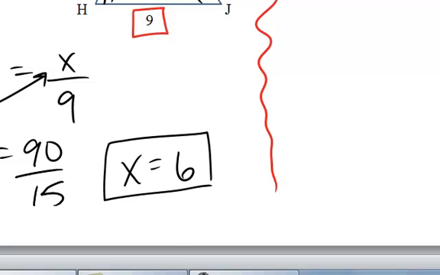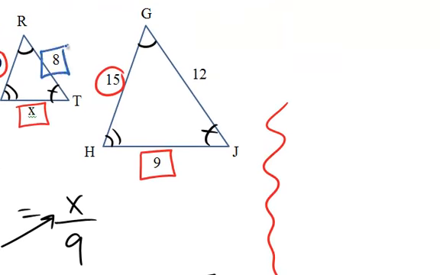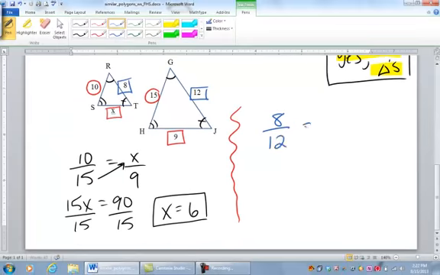Here's another way that you could have done it. We didn't use the 8 or the 12, but we totally could have. So we could have done 8 over 12, because those are the two right-hand sides of the triangles. And those are in the same location according to the angles that we marked, so the 8 and the 12. And I'm still going to use the x and the 9.